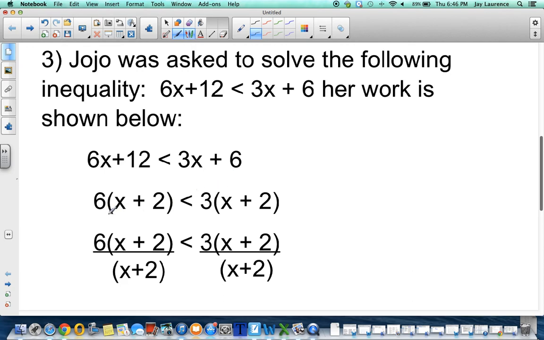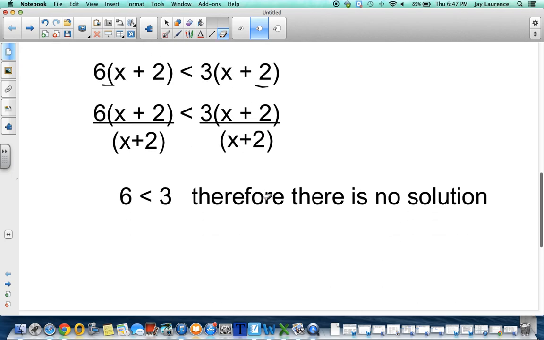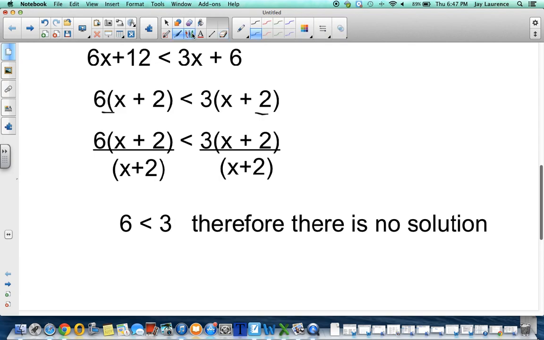And then she thought, I'm going to divide by x plus 2 on both sides, and I guess that's shown below. She came up with the inequality, because here on this step, these would cancel, this x plus 2 and x plus 2, right? Okay, so she came up with 6 is less than 3, which is a false statement. And she remembered in class that Mr. Lawrence said when you get a false statement, that means there's no solution.